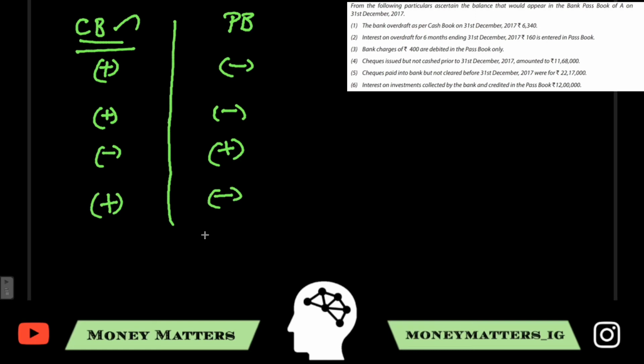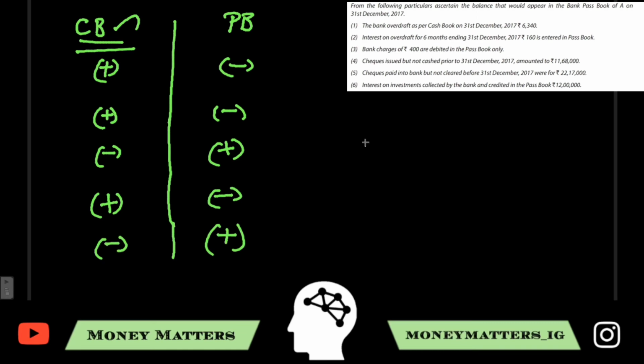The last part of the question says interest on investment collected by the bank and credited in the passbook for 12 lakh. Here any investment the firm made, there is an interest which is earned and that has been only credited in the passbook. So the passbook balance would increase and your cash book would decrease.